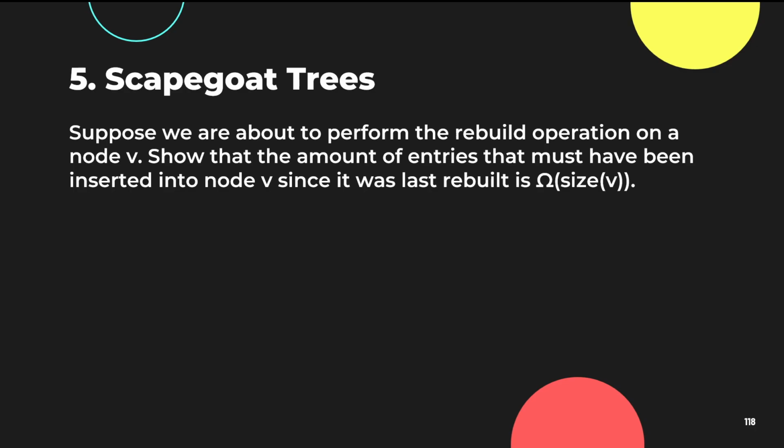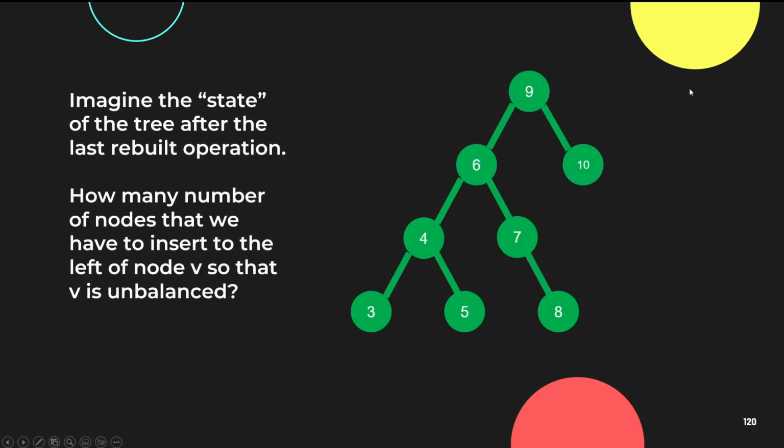This part is tricky. Give like 2 minutes, 1 minute, you think? Now maybe I can show a bit first. You can think of your scapegoat tree as something like this.